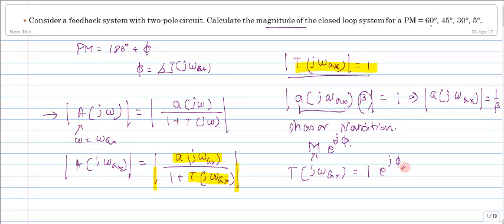And in this case, the phi denotes this term, that is the phase angle value that we are evaluating at omega equals omega gx. Say for instance, if our phase margin is equal to 60 degree, then one would end up having a value of phi that is equal to minus 120 degree.